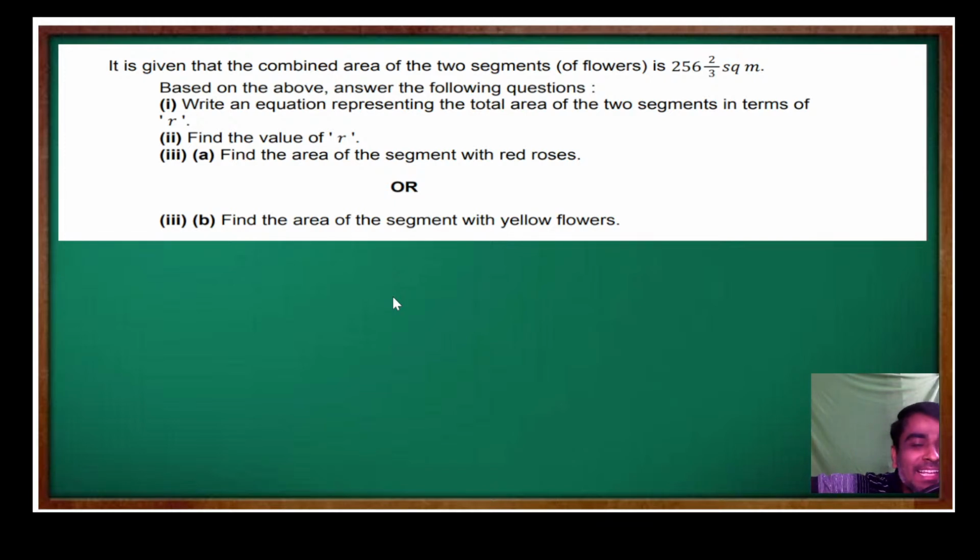Just keep smiling, keep laughing, keep practicing. Don't take tension. Tension will lead to a bad result. Don't take tension of anything. Be happy. Everything will be fine. Don't worry.